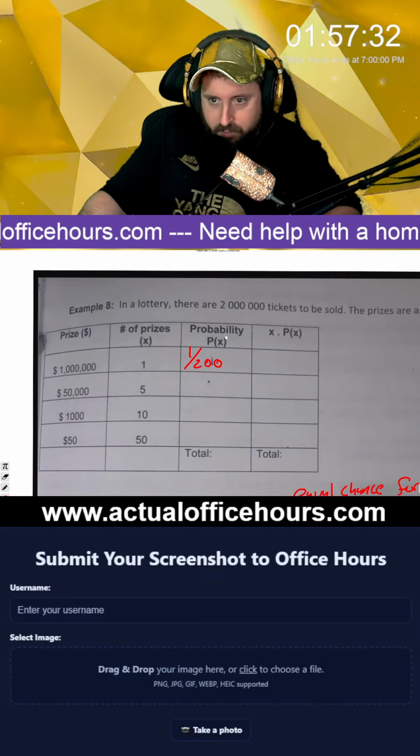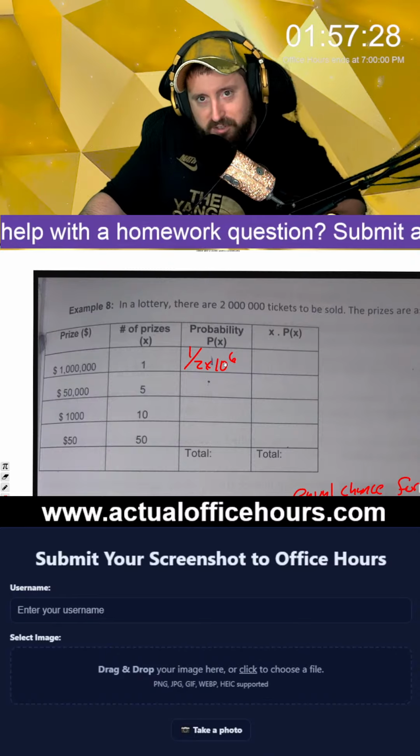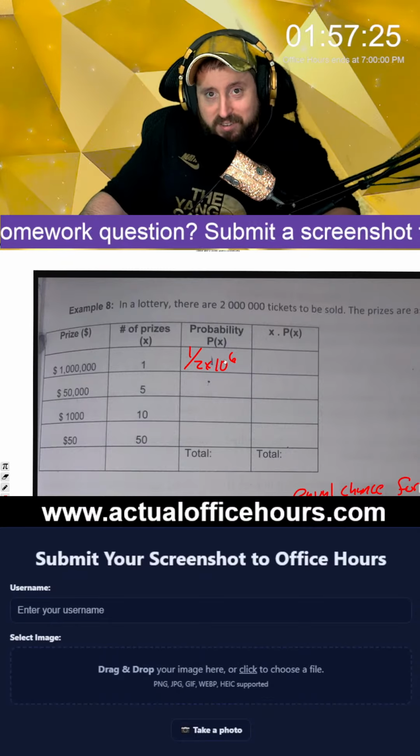Did I draw enough zeros? I didn't draw enough zeros. I'm going to say 2 times 10 to the 6. This lottery is so biased. Yeah. We should add a $0 row.